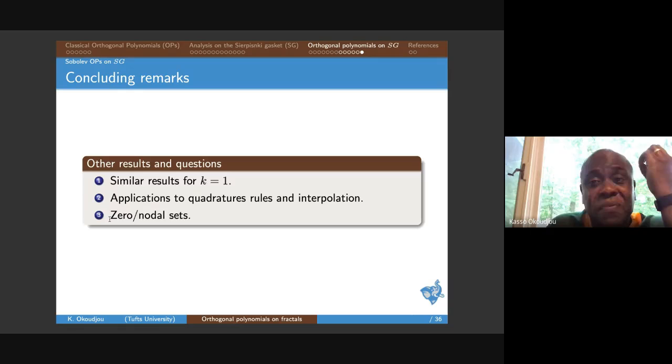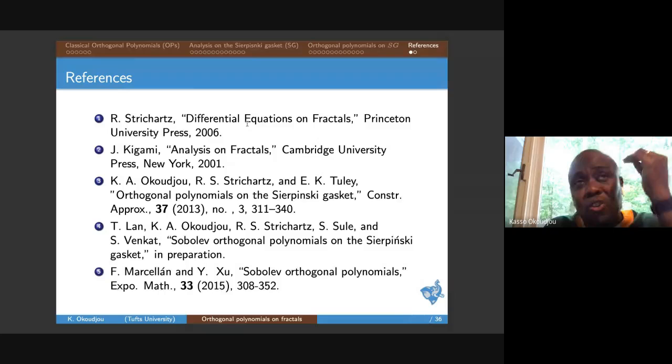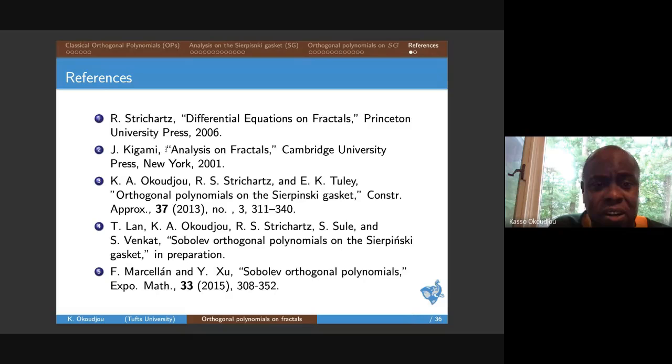So with that, I think I'm going to leave you with the references. There is a very interesting book by Bob Strichartz called Differential Equations on Fractals. This can give you a very nice overview of what I just talked about in terms of analysis on the Sierpinski gasket. And if you want to learn a lot more about analysis on fractals, a book by Jun Kigami, Analysis on Fractals, will give you a broader perspective. Not just the Sierpinski triangle, not just what I talked about here, but harmonic analysis on fractals. And the article with Strichartz and Tuley that we wrote earlier appeared in Constructive Approximation a couple of years ago.